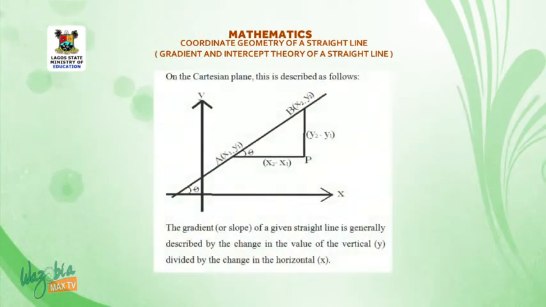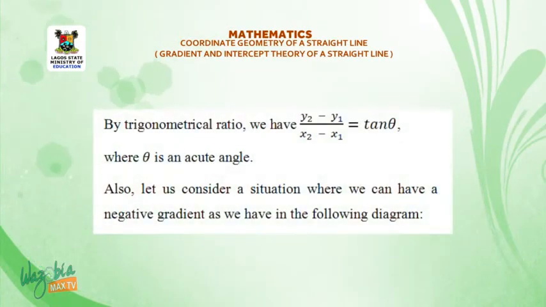On the Cartesian plane, this is described as follows. The gradient or slope of a given straight line is generally described by the change in the value of the vertical y divided by the change in the horizontal x. By trigonometrical ratio, we have (y2 - y1) over (x2 - x1), which is equal to tan theta, where theta is an acute angle.